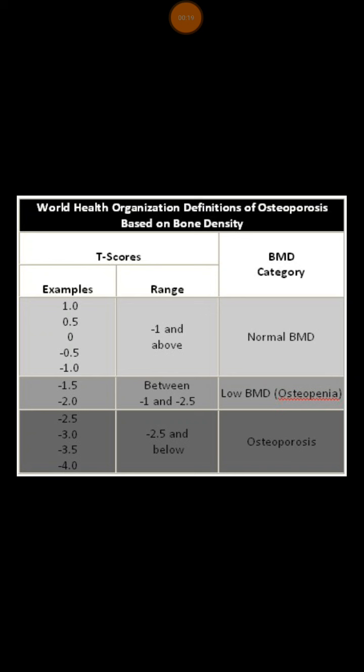Now let's start talking about the WHO definition of osteoporosis based on bone density. Most of you know that we rely on T-score. If the T-score is -1 and above, then we define it as a normal bone density. If it is between -1 and -2.5, then we define it as osteopenia. And if it is -2.5 and below, then we define it as osteoporosis.